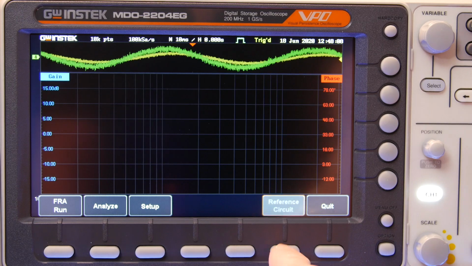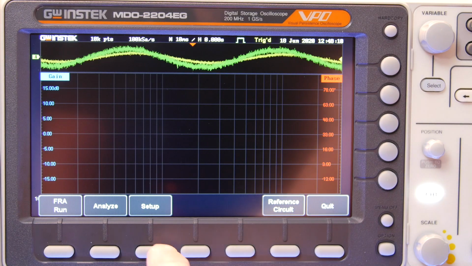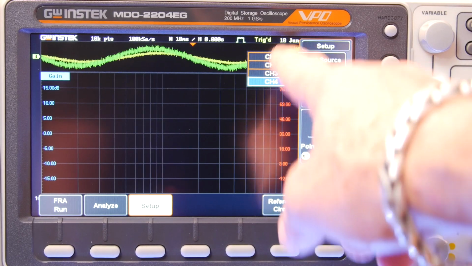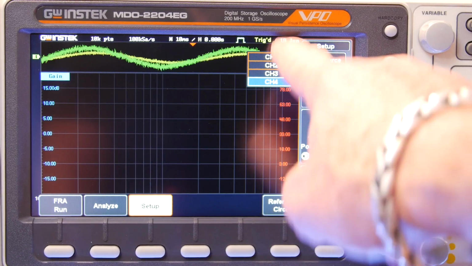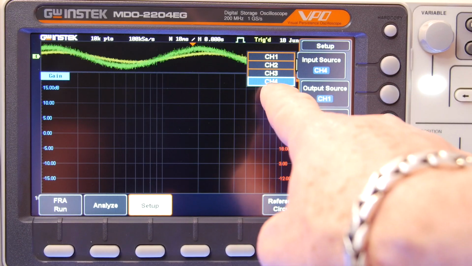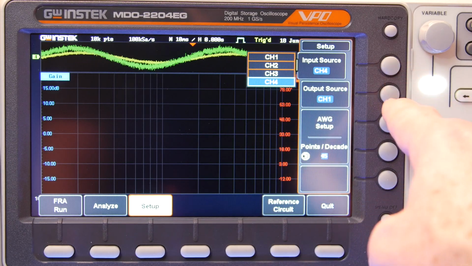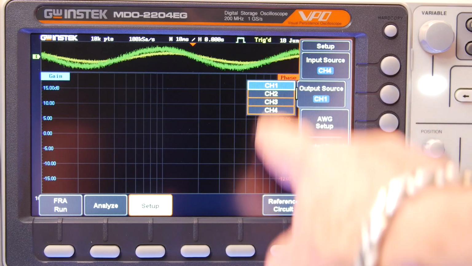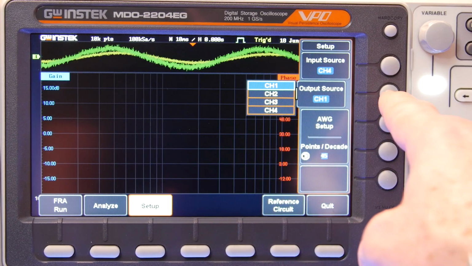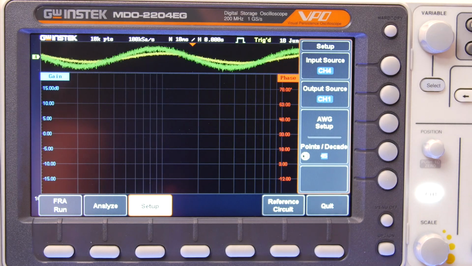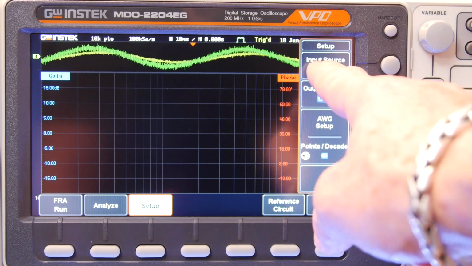Okay, first I turn off the reference circuit, and then I can go to setup, and right here I can assign the input source to be any channel, and we're going to say the input's current. Okay, and so we'll say channel 4, and then the output can be any channel. We're going to say the output's channel 1. So channel 1 is the voltage, and so it'll be output divided by current.